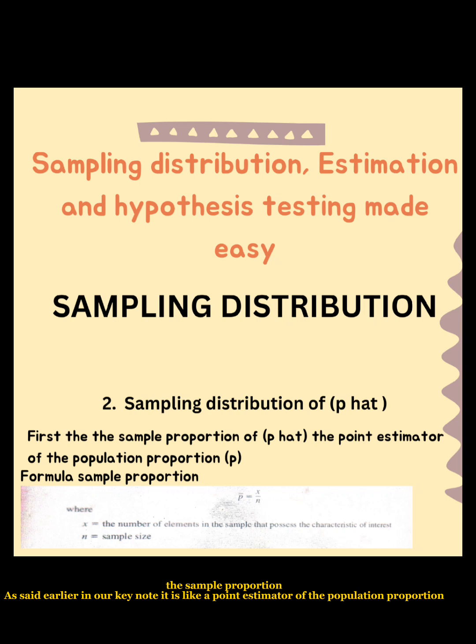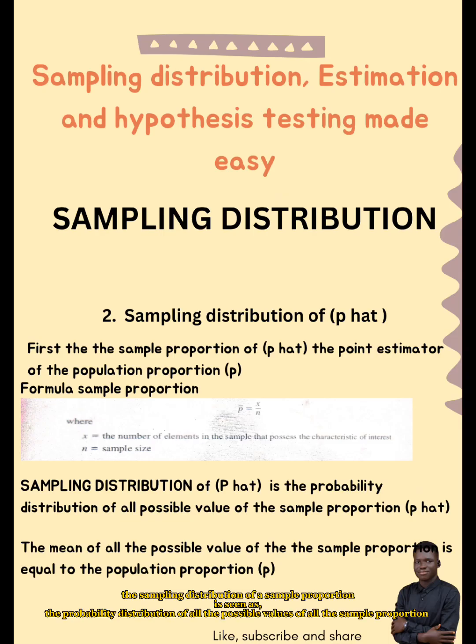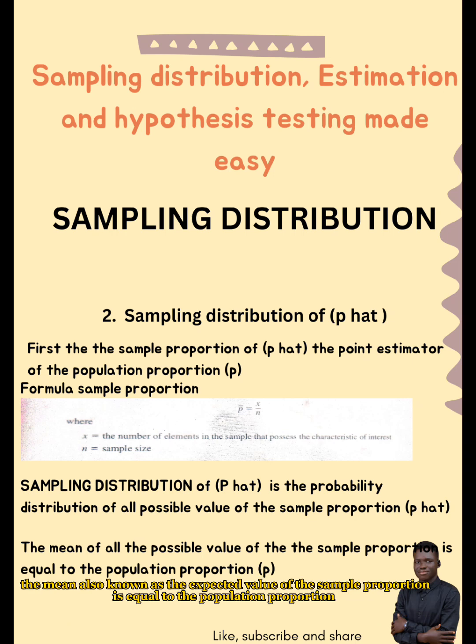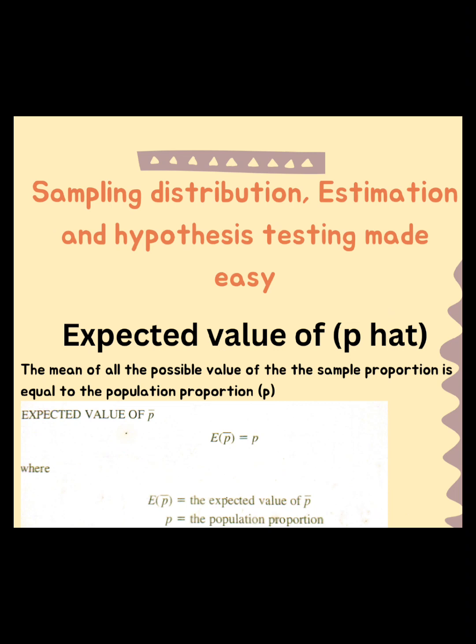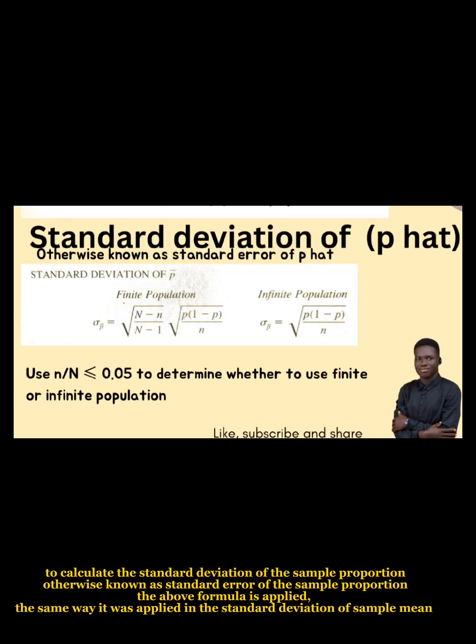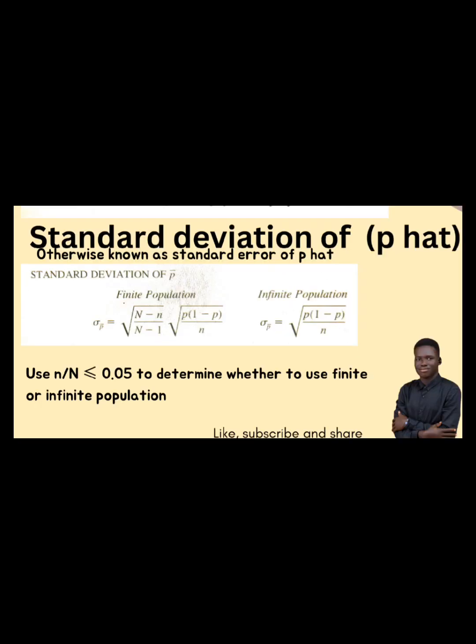Basically, let's look at the sampling distribution of a sample proportion, denoted by p hat or p bar. The sample proportion, as said earlier in our keynote, is a point estimator of the population proportion. The sampling distribution of a sample proportion is the probability distribution of all the possible values of the sample proportion. The mean, also known as the expected value of the sample proportion, is equal to the population proportion. To calculate the standard deviation of the sample proportion, otherwise known as the standard error of the sample proportion, the above formula is applied, the same way it was applied for the standard deviation of the sample mean.